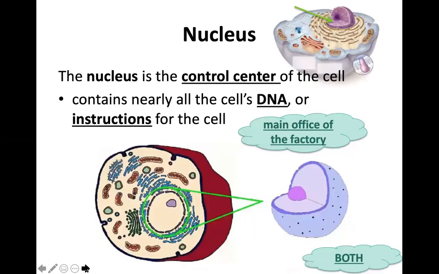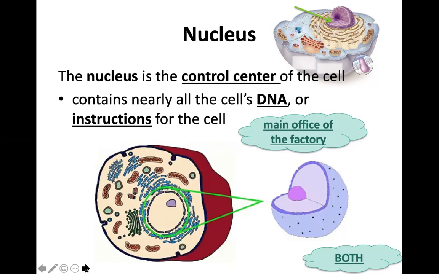So the first one is the nucleus. Okay? The nucleus is the control center or the brain of the cell. So it is what tells the cell what it needs to do. This is also in a eukaryote where we find the cell's DNA or the instructions for the cell. Okay? So this would be the main office of the factory, because who would you typically find in the main office, even at a school? The boss or the principal, right? So this would be the main office of the factory, okay?